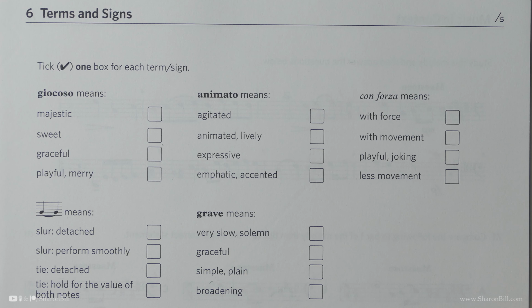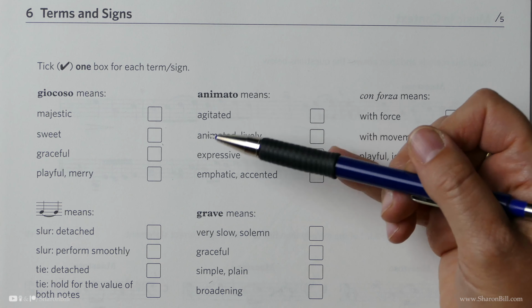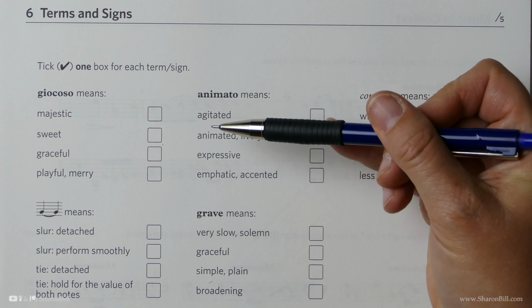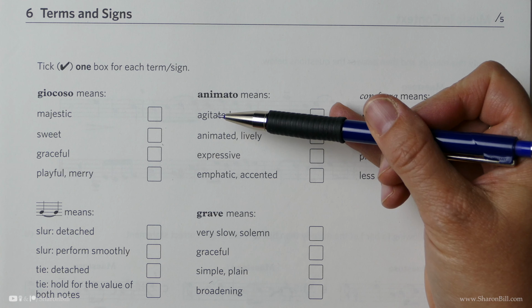We're continuing on in the Grade 3 practice exam paper at the end of the Grade 3 Discovering Music Theory workbook, looking at page 61, which deals with terms and signs. So we're going to be looking at the Italian performance directions and also some other little performance markings as well. And my suggestion would be to use this to squeeze every drop of revision opportunity.